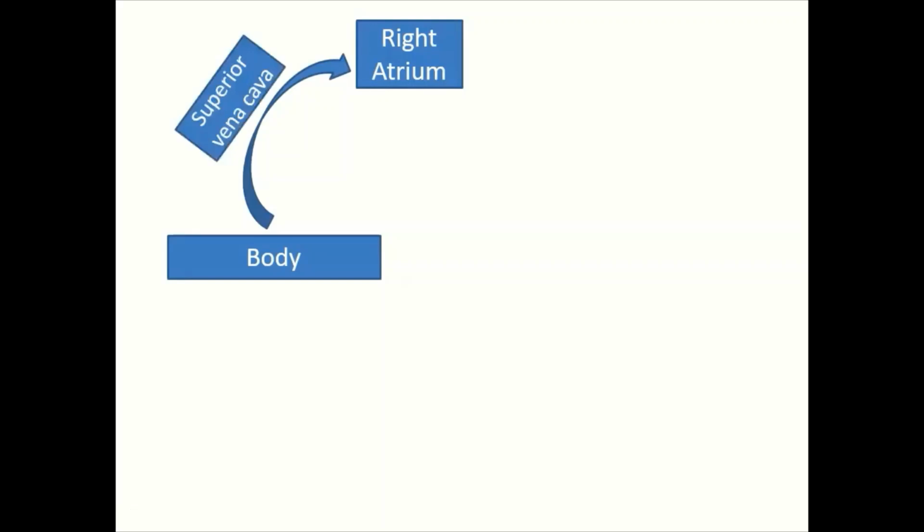Okay, so let's complete the blood circulation from the body to the heart, to the lungs, and back to the body. So the blood from the body is returned to the right atrium via the superior vena cava and the inferior vena cava. So meaning, for example, the blood from the head goes to the right atrium through the superior vena cava. And blood from the lower part of the body, let's say from your leg, is returned to the right atrium via the inferior vena cava.